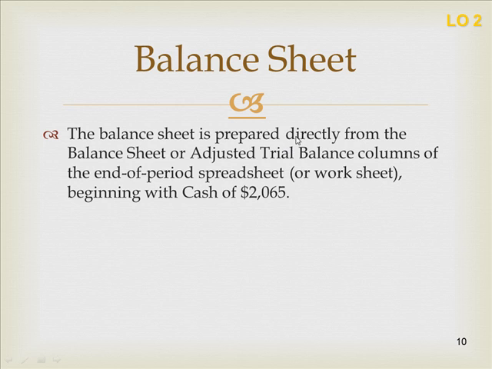Now, the balance sheet is prepared directly from the balance sheet or adjusted trial balance columns of the end of period worksheet, beginning with the cash of $2,065. I also want to note that the income statement, statement of owner's equity, and the balance sheet can also be prepared from the ledgers and the adjusted trial balance itself. And you can actually skip the spreadsheet if you like, because in the grand scheme of it, the spreadsheet is considered to be optional. Let's take a look at the balance sheet.